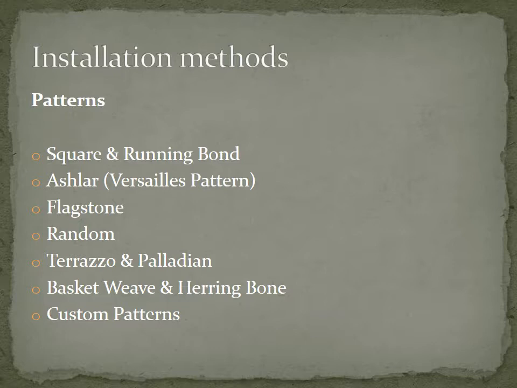Terrazzo and Palladian. Terrazzo is marble chips mixed into a cementitious matrix, which is floated onto the floor, similar to pouring concrete, and then it's gone over with a heavy-duty grinder, which exposes the marble chips. Palladian is the same, but it's done with much bigger stone chips, closer to 8 inches or 6 inches. So it almost looks like a flagstone pattern, but it's all flush and polished.